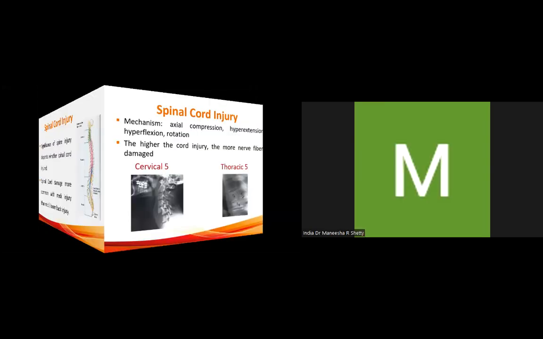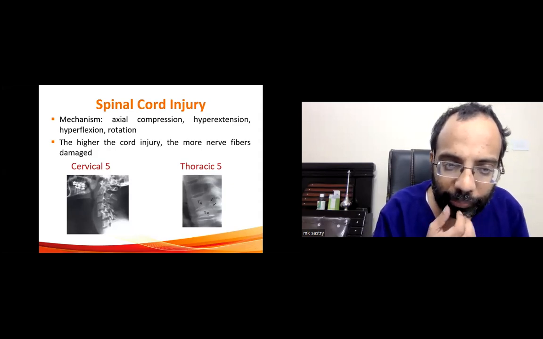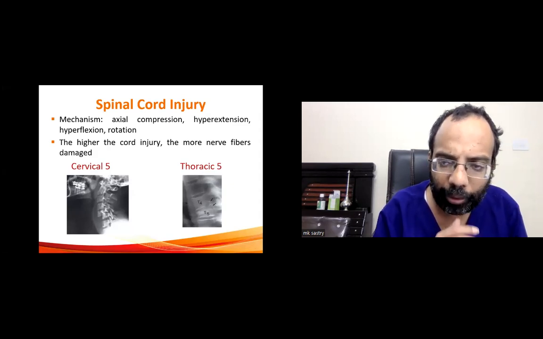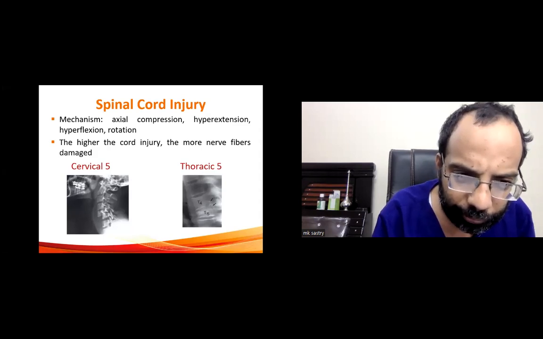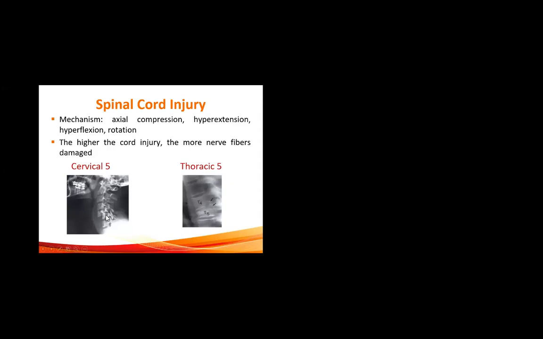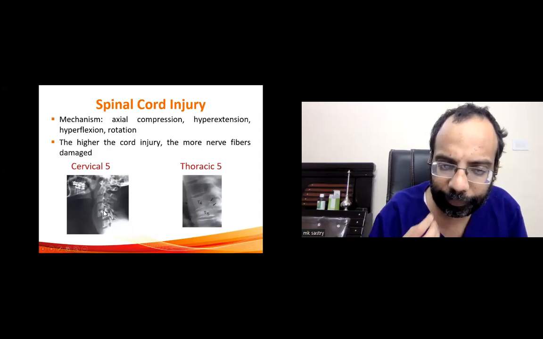Cervical 5, here you can see the cervical cord injury. You can see cervical hyperextension, flexion, rotation. Higher the cord injury, the more the nerve fibers are damaged. Walid, can you show them the injury? In cervical 5, down, down. You can see the displacement of the vertebra. Go down, more down. Yes, this is the cervical cord injury. The bone is down there, right.